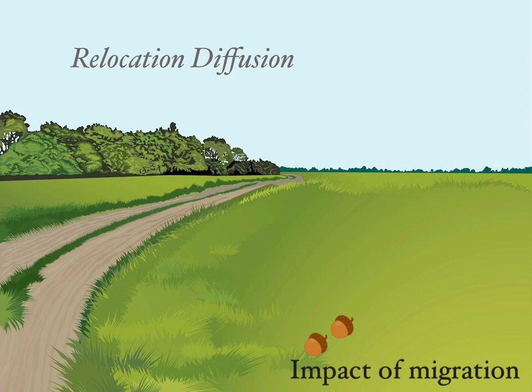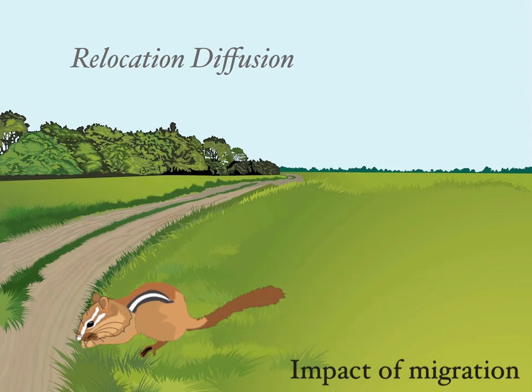So here's a little example. You notice that we have these acorns. They're at the point of origin. Our little chipmunk comes and he takes them with him. They leave the point of origin and they go to the new location. That's relocation diffusion.